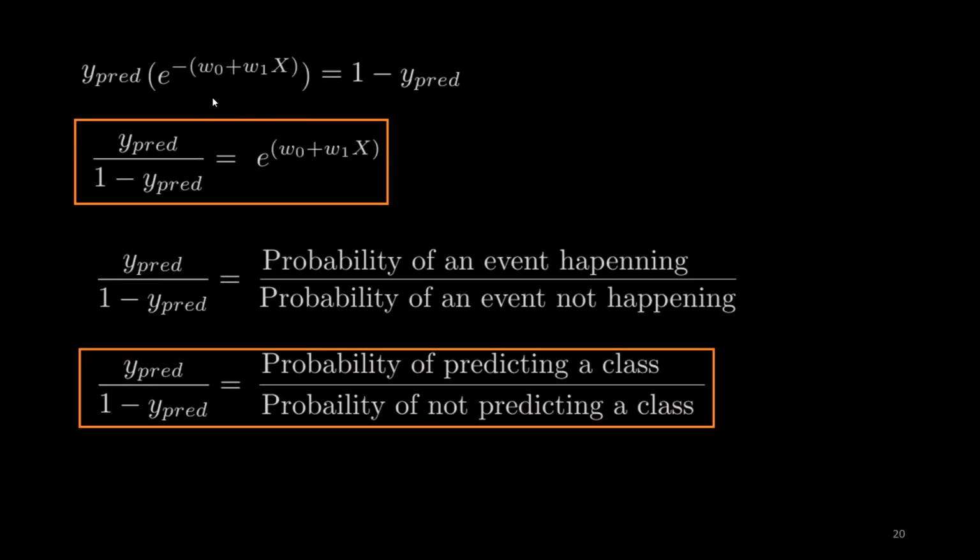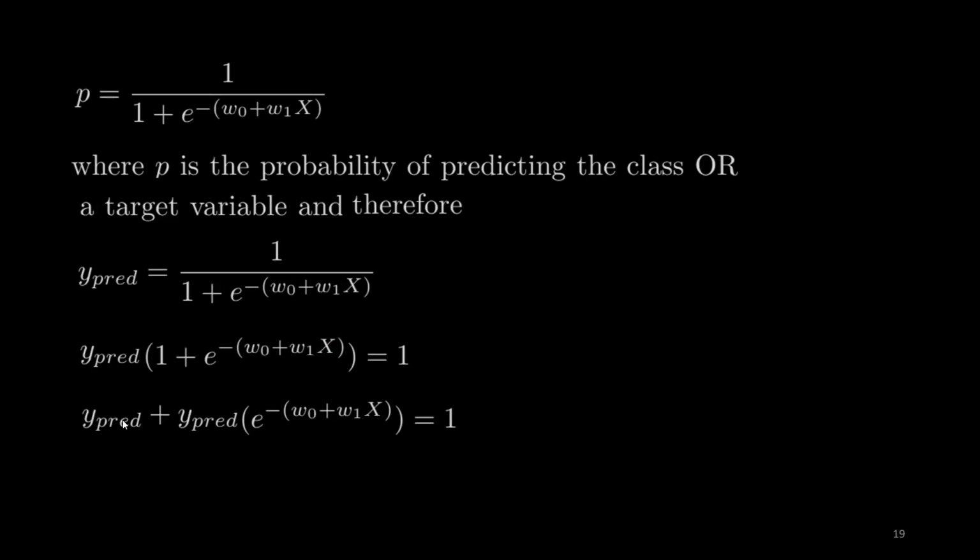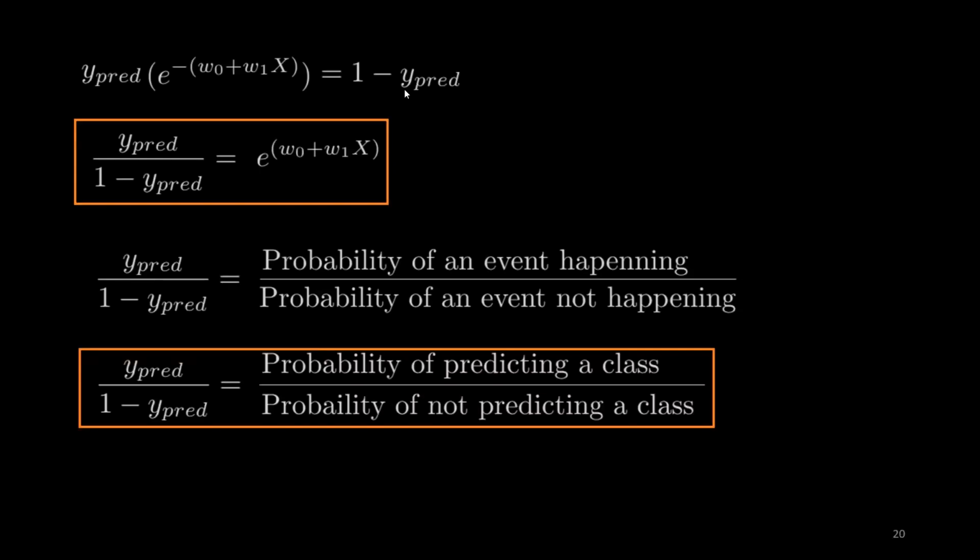Now, I am moving this y_pred to the right side of the equation so that it becomes negative. So we have moved this y_pred to the right side, and it becomes 1 minus y_pred on the right side. So here is my left side.